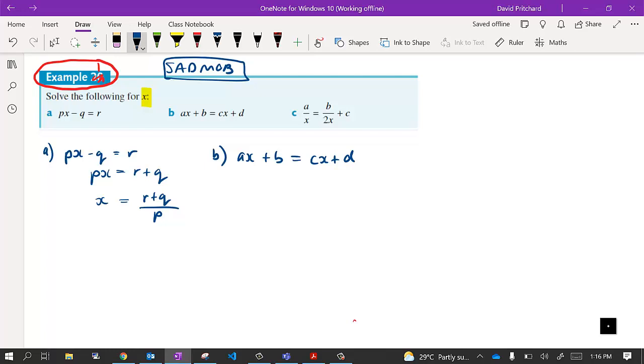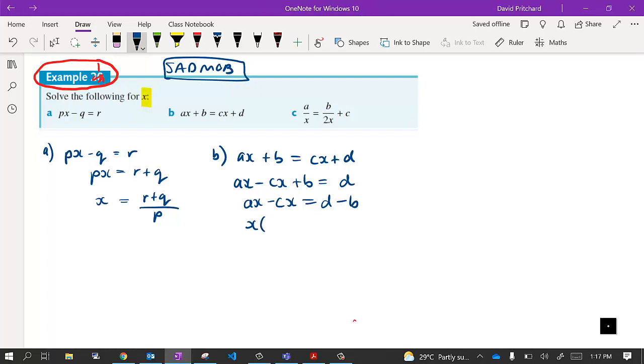So if I subtract cx, then I've got ax take cx, we still have that plus b, is equal to d. And then I could subtract b from both sides, and now I've got ax take cx is equal to d take b. Now this one pops up a lot in Methods Specialist. It's one of those scenarios where you have multiple x's and you want to isolate. The trick here is to realize that x is actually a common factor.